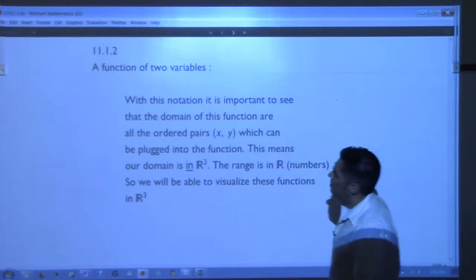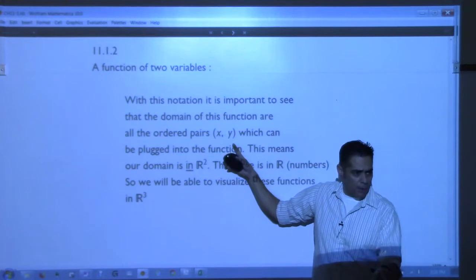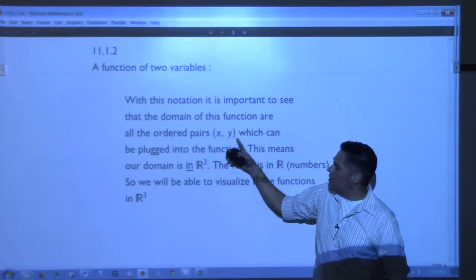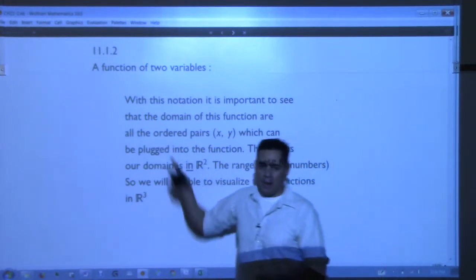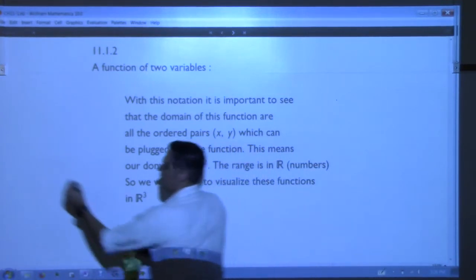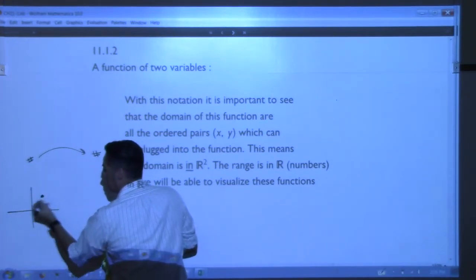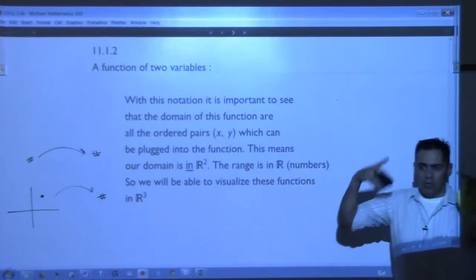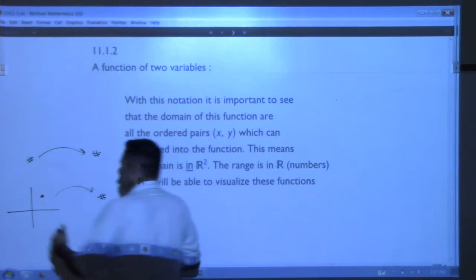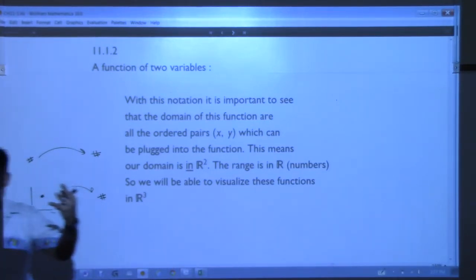With this notation, it's important to see that the domain of the function, the inputs, are ordered pairs as opposed to numbers. They're ordered pairs going in. They get plugged into the function. This means our domain is two-dimensional because an ordered pair requires 2 dimensions. So instead of us having a number getting sent to a number, we have a point in space getting sent to a number, don't we? And because we have that, if we want to visualize this, we're going to need 2 dimensions to represent our input and an additional dimension to represent our output. 2 dimensions, 1 dimension, we need 3 dimensions to visualize this.